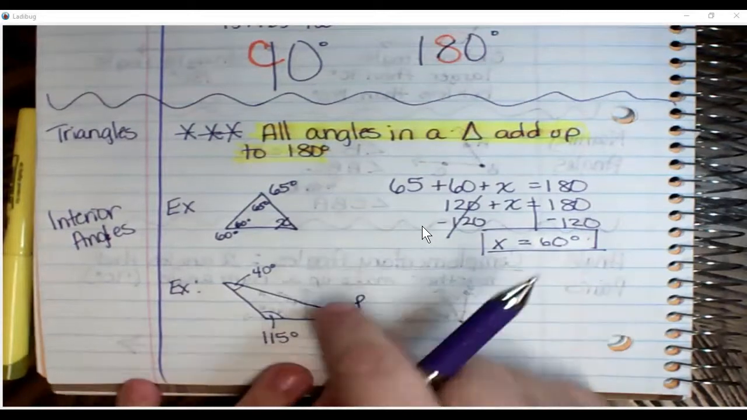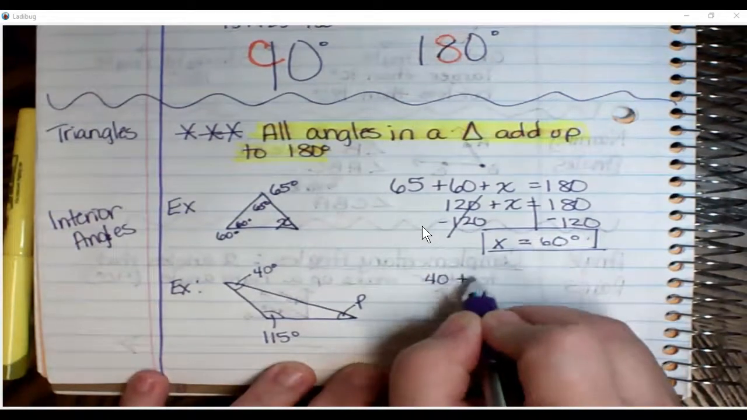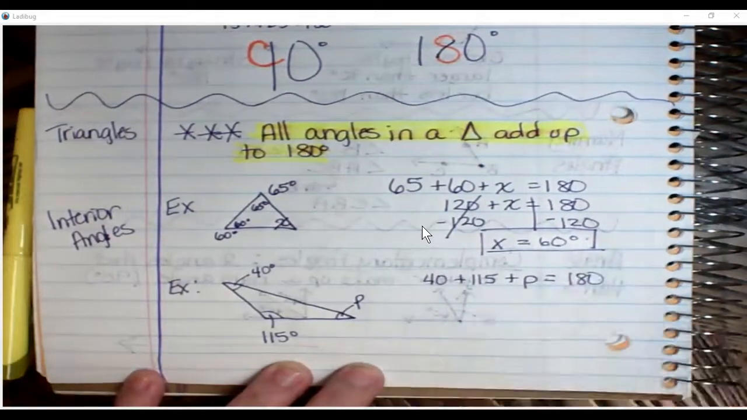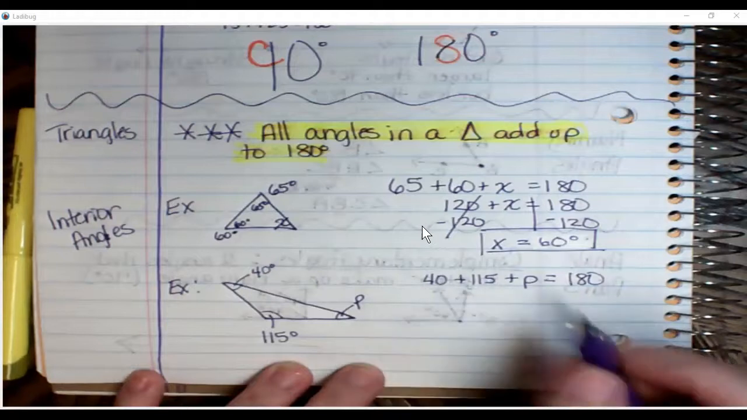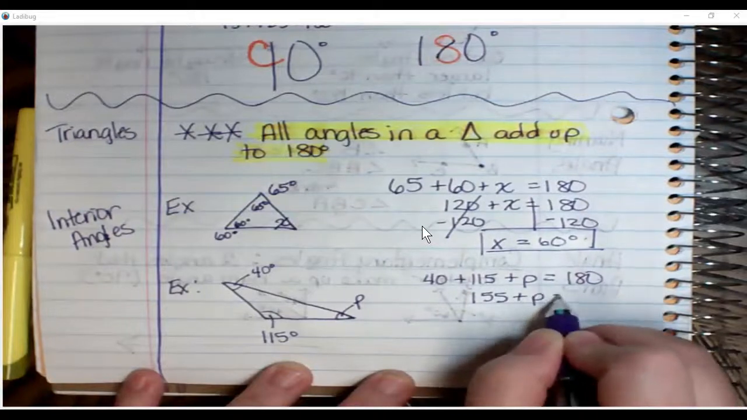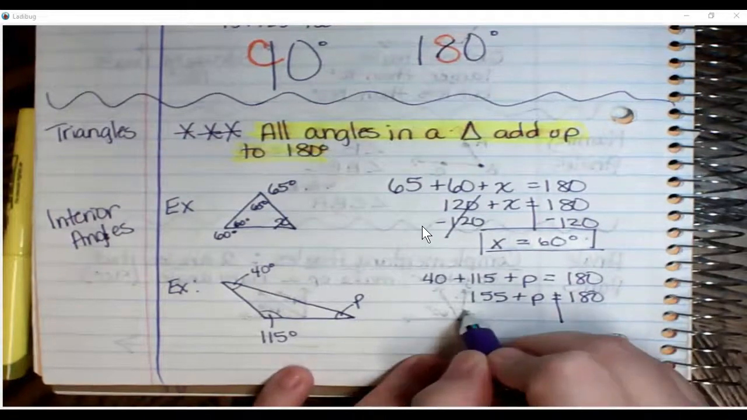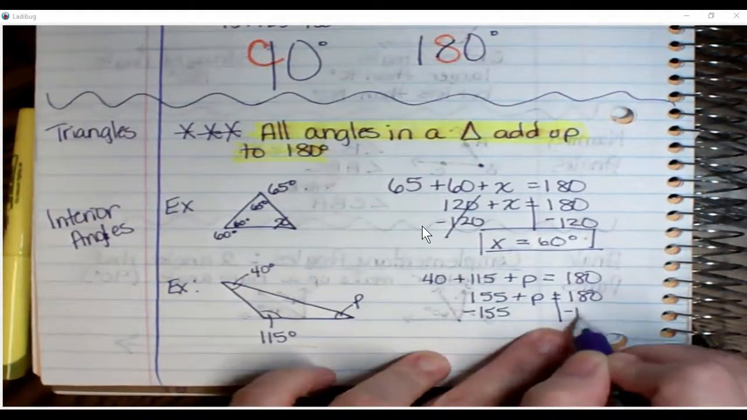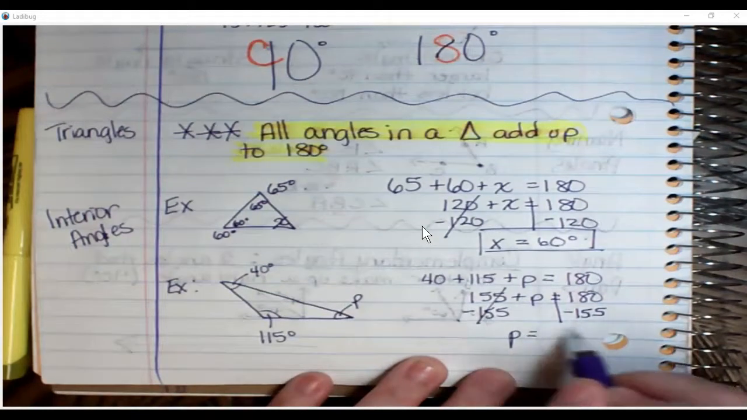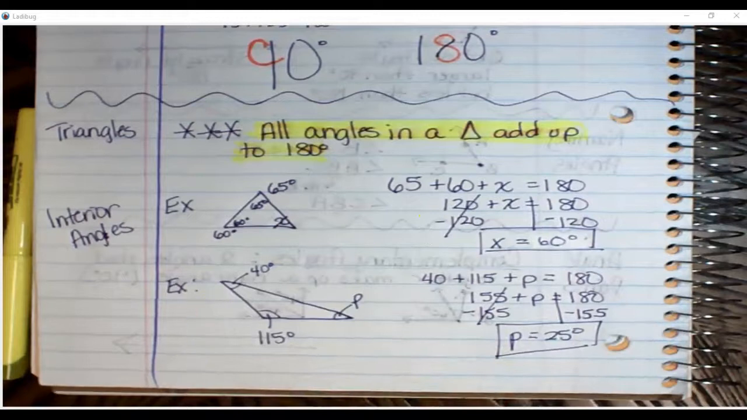All right, we know that all three of these have to add up to be 180. So 40 plus 115 plus P equals 180. 40 plus 115, let's simplify this: 155 plus P equals 180. Isolate your variable, get P by itself, so we subtract 155 from both sides. P is equal to 25 degrees.